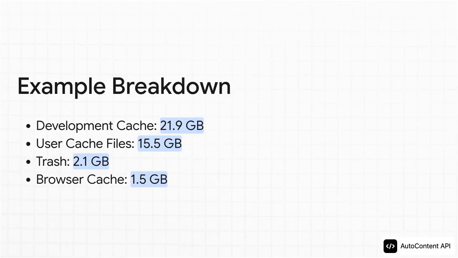And here's the breakdown of where it all came from. Just look at that. Almost 22 gigs from development caches. Another 15.5 from user cache files. Remember that hidden junk we talked about? These are the poster children for it. These are exactly the kinds of invisible space hogs that this tool is built to sniff out and eliminate.